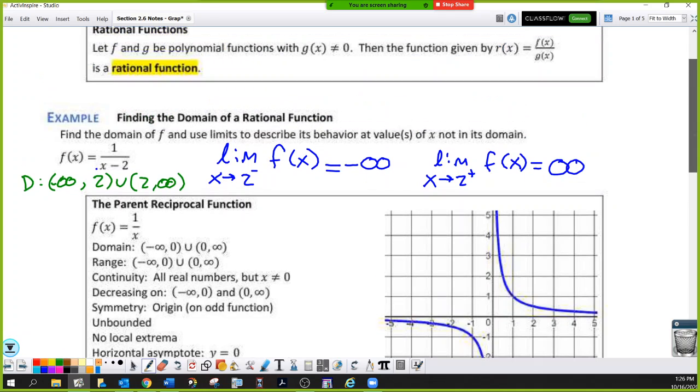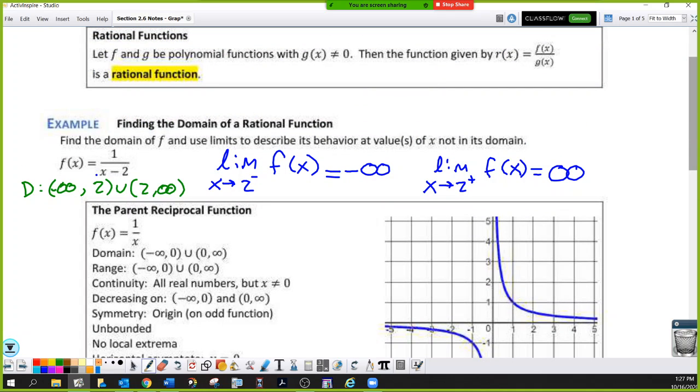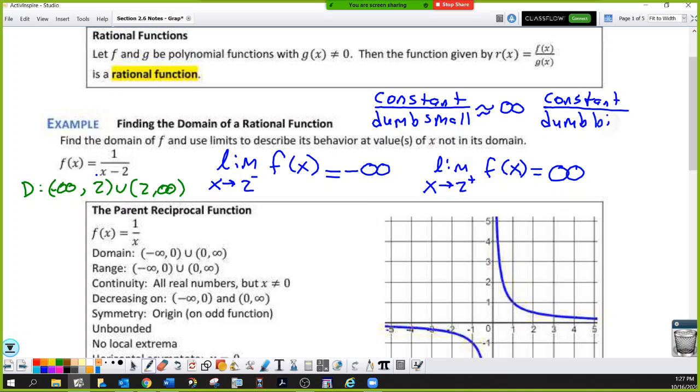A couple basic little rules for you. Let's see where I can squeeze these things. I think I can get it right here. Works like this. Constant over stupid small is essentially going to be infinity. And constant over ridiculously big, if I take a constant and I divide it by something outrageously large, what is that essentially equal to?